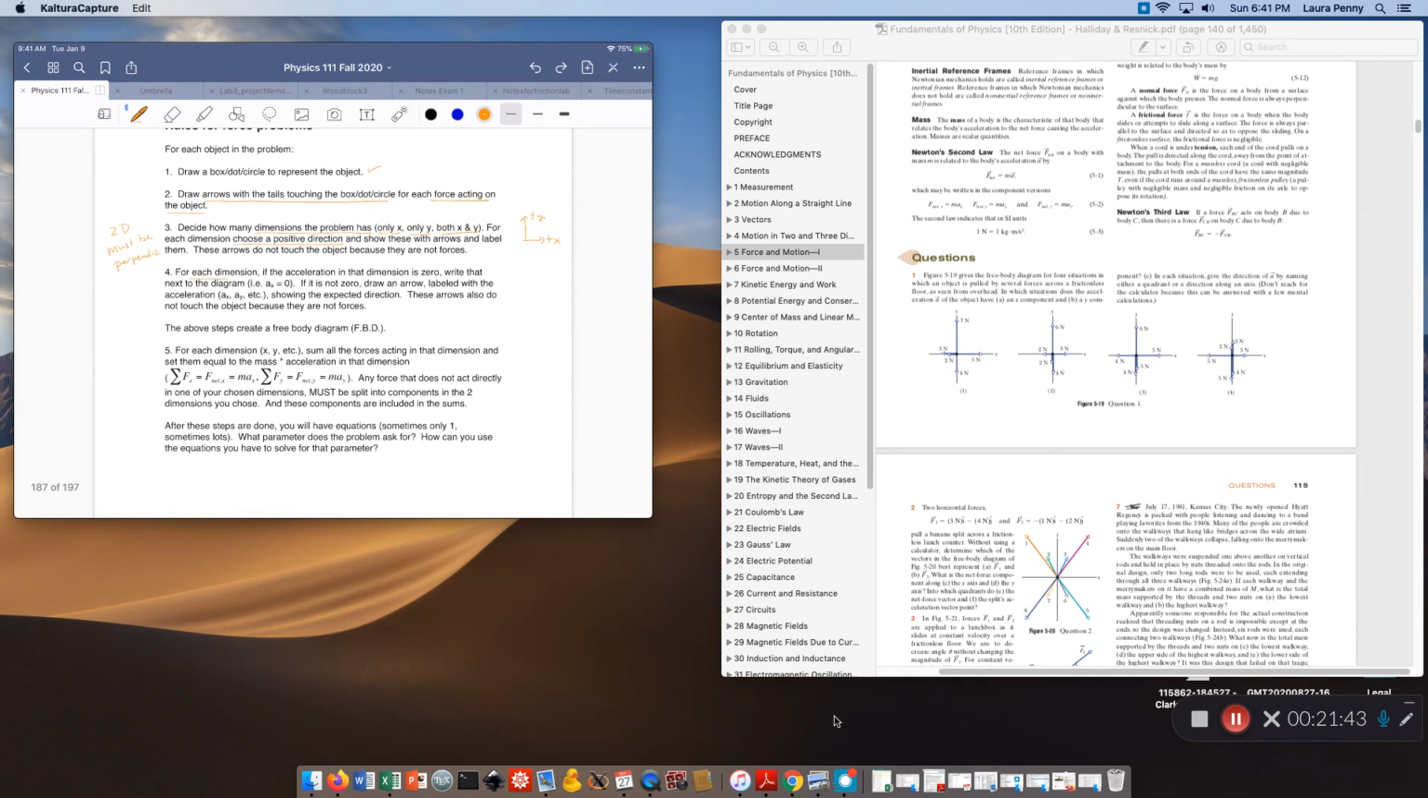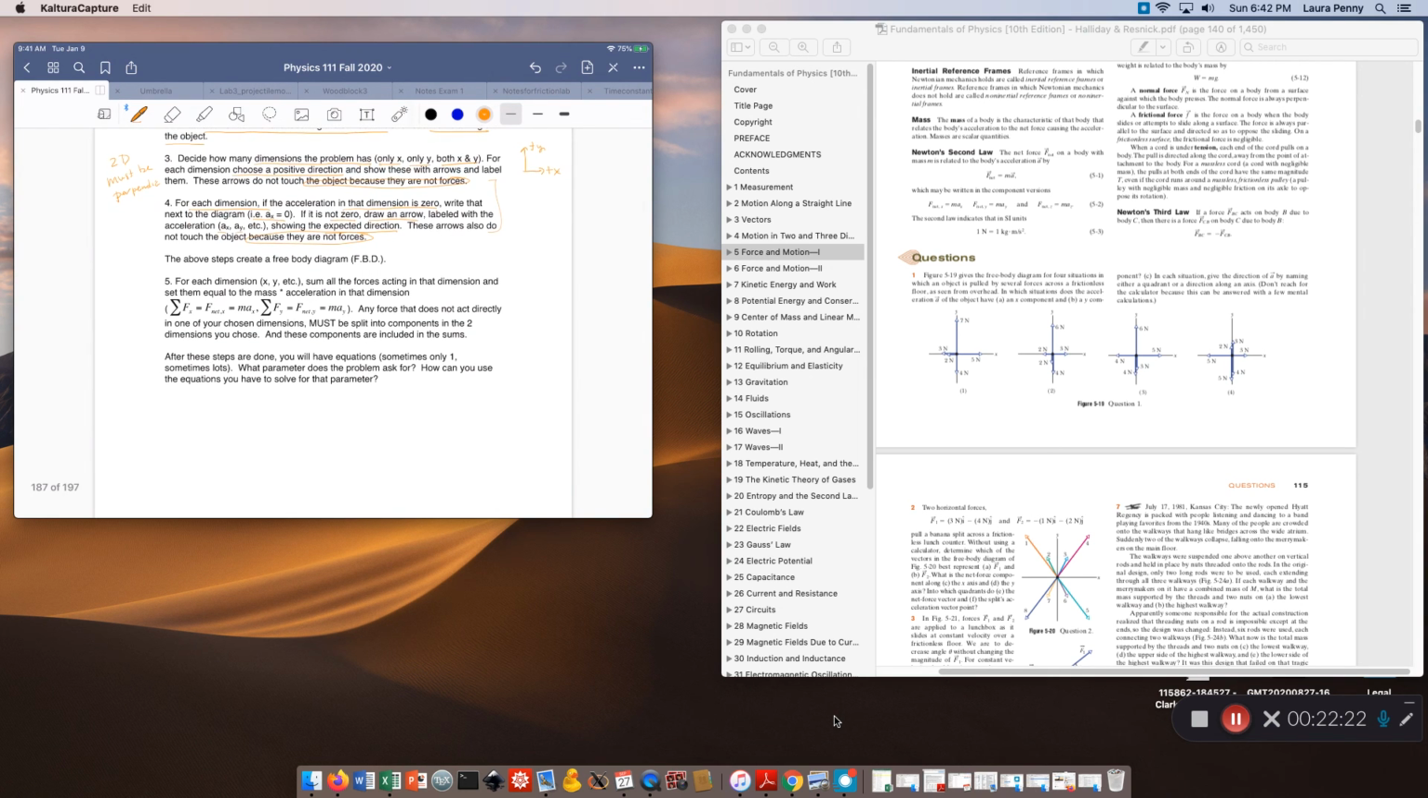For each dimension, so if you have X and Y, then you need to do this for both A sub X and A sub Y. If the acceleration in the dimension is 0, write it down. So A sub X is 0 or A sub Y is 0. If it's not 0, then draw an arrow labeled with that A sub X or A sub Y, showing the expected direction. For these last 2, the arrows don't touch the object because they're not forces. Only the arrows which are forces touch our actual object because they're the things that can make the object move or accelerate.